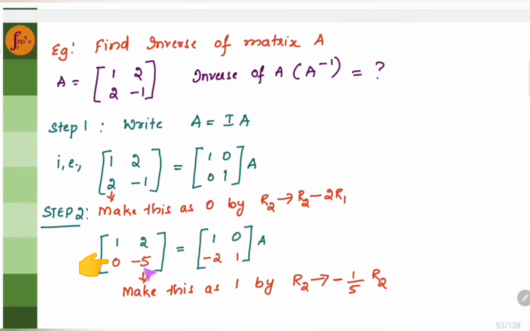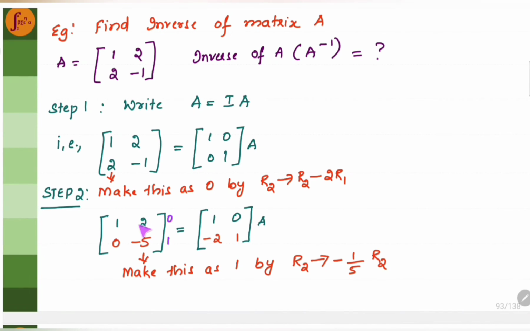Now what next? Next is, we want this element also to be 0, right? We got 1, 0 here. We want 0, 1 here. What do we want? We want 0 and 1 in this column. So let's go element by element. Let's focus on this element alone.